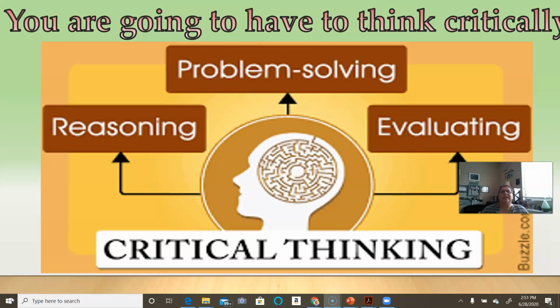One of the things you have to keep in mind is that you're going to have to be a critical thinker. You're going to have to think critically here. That means study for the test so that you can make a reasonable guess if you need to. You can problem solve those questions, and then evaluate and make the best choice possible.